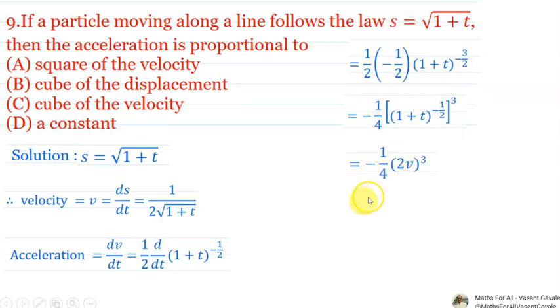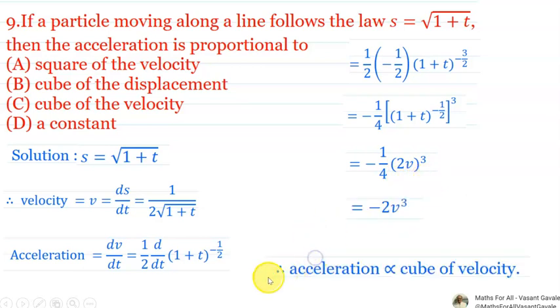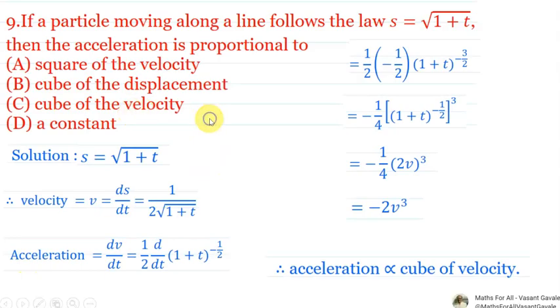Okay, and this is the value of, now here this divided by 2 will be multiplied, that is you will have minus 1 upon 2 in bracket 2v bracket raised to 3. And hence the acceleration is directly proportional to the cube of the velocity. And hence option C is correct here. Option C is correct here.